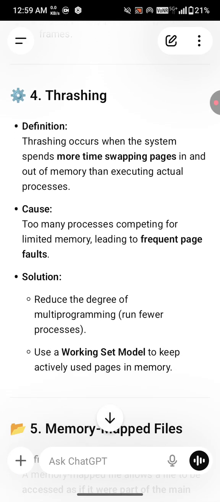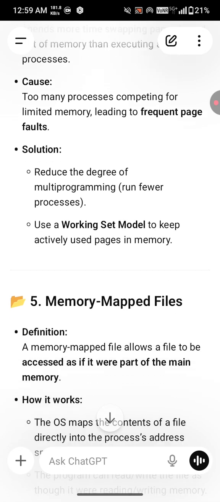Solution: reduce the degree of multiprogramming, run fewer processes. Use a working set model to keep actively used pages in memory.